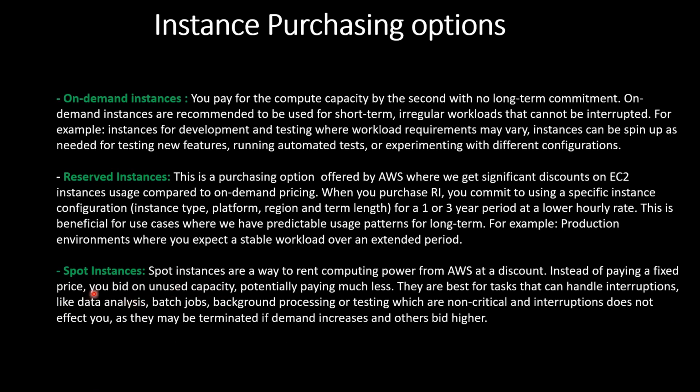Then another instance purchasing option is spot instances. Spot instances are a way to rent computing power from AWS at a discount. Instead of paying a fixed price, you bid on unused capacity, potentially paying much less. They are best for tasks that can handle interruptions like data analysis, batch jobs, background processing, or testing, which are non-critical, and interruptions do not affect you, as they may be terminated if demand increases and others bid higher.